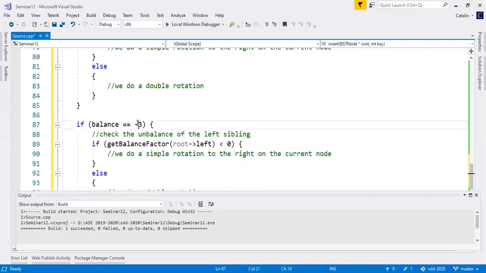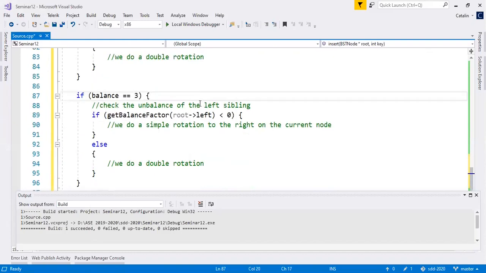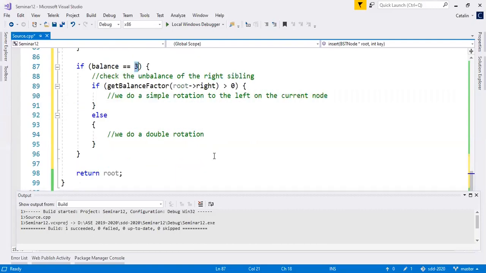So if balance is 3, check the balance of the right sibling. Okay, get balance factor of right. And if this one is positive, they are unbalanced on the right, we do a simple rotation to the left on the current node. Now, otherwise, so you see the pivot is unbalanced on the right, but the sibling on the right is unbalanced to the left. Once again, you do a double rotation.